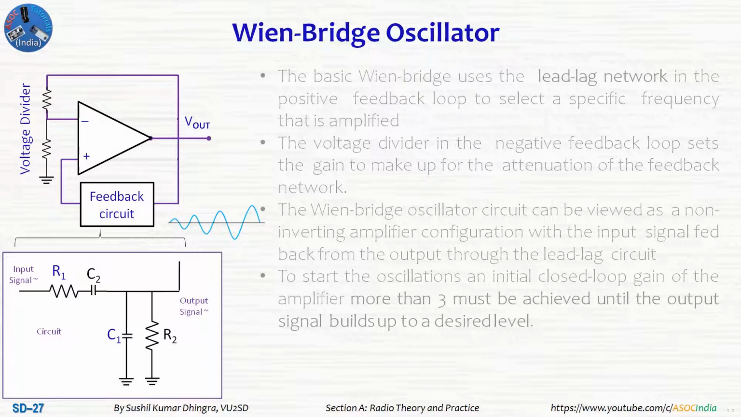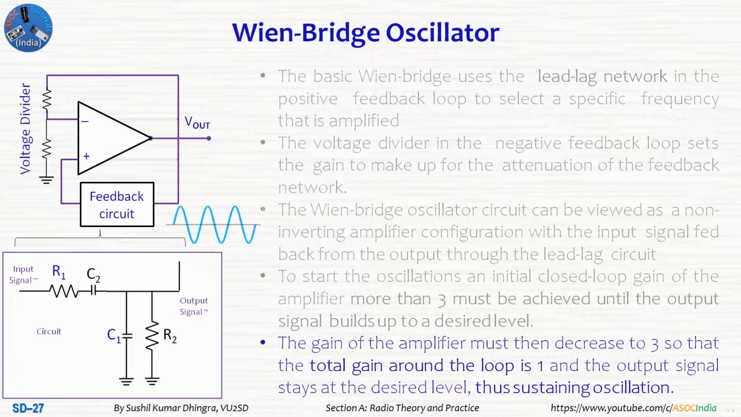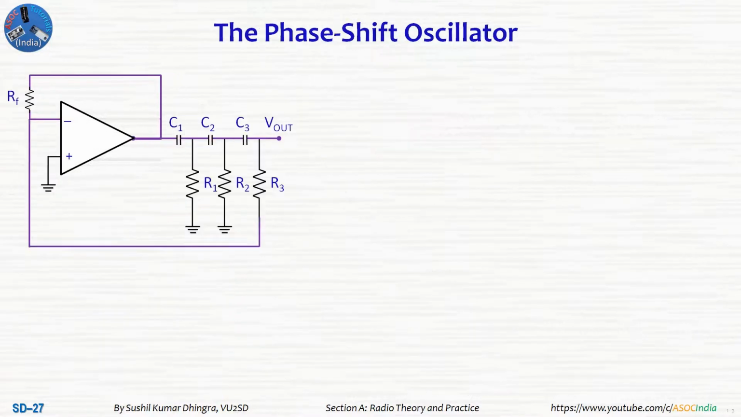Keep that in your mind. The gain of the amplifier here must later decrease to 3, so that the total gain around the loop, this entire circuit, is 1 and uniform to sustain the output oscillation. This is required.